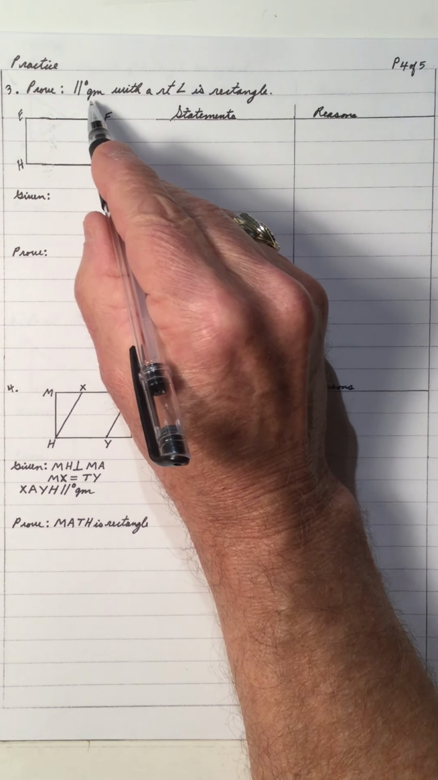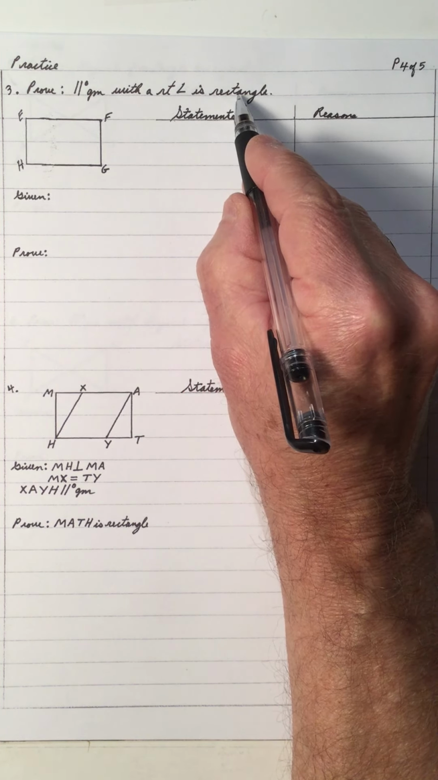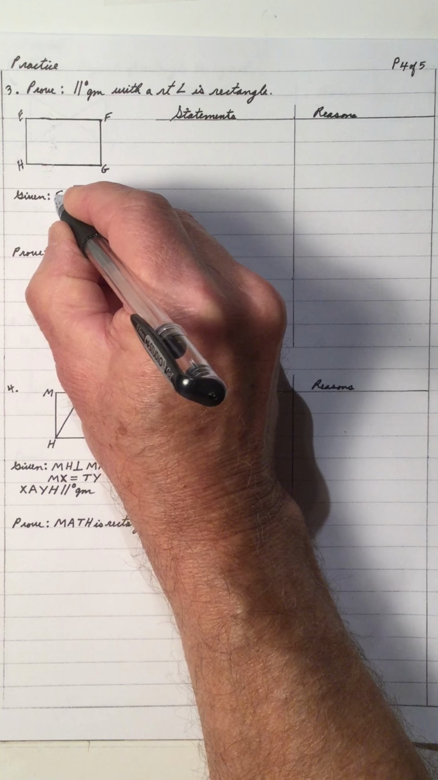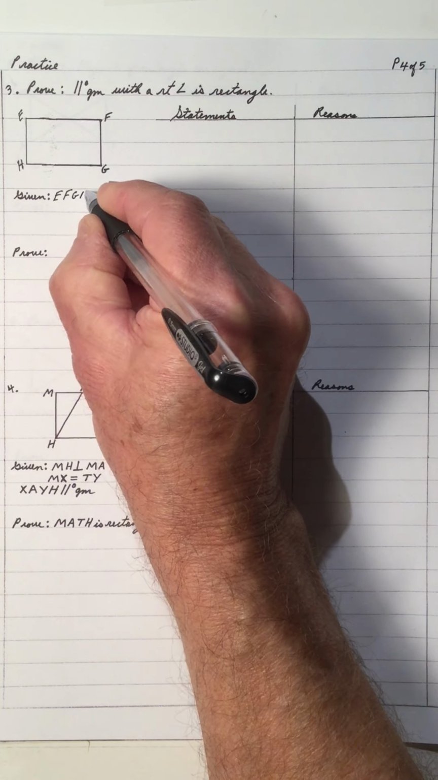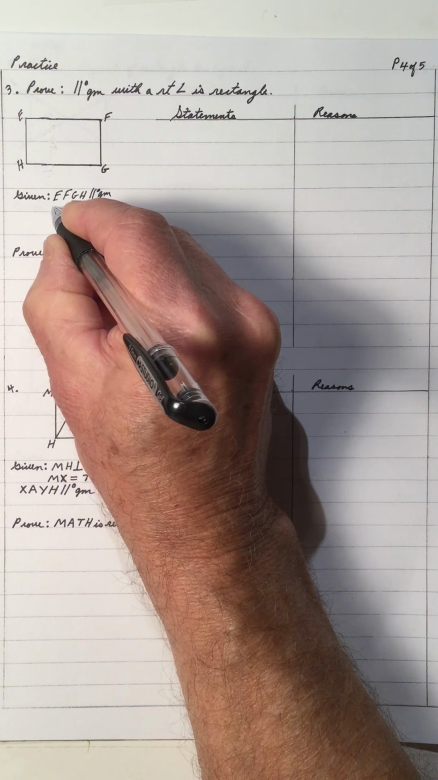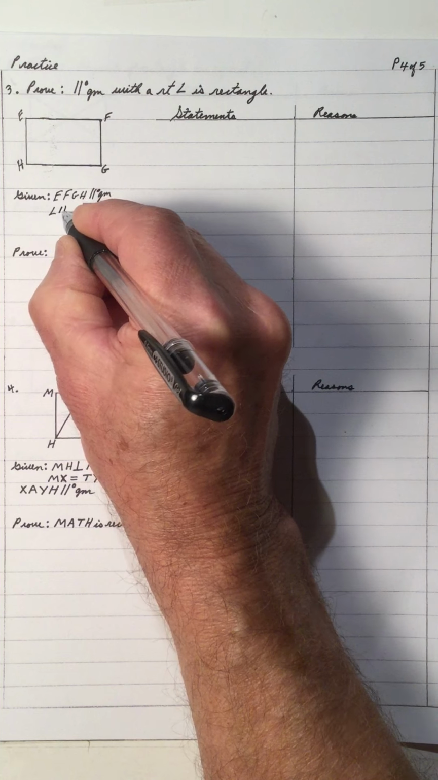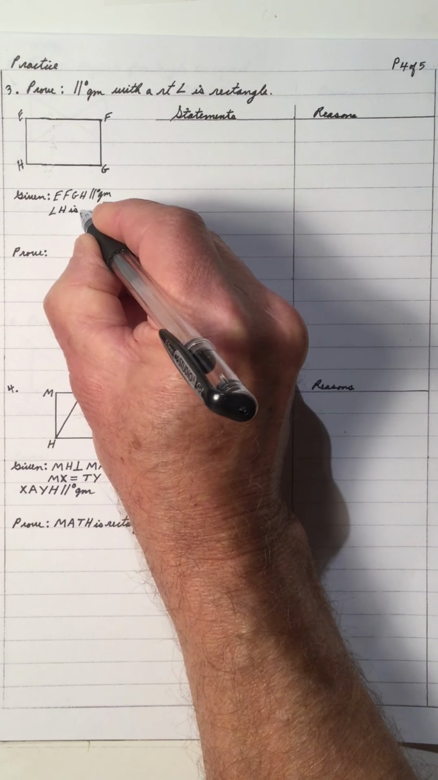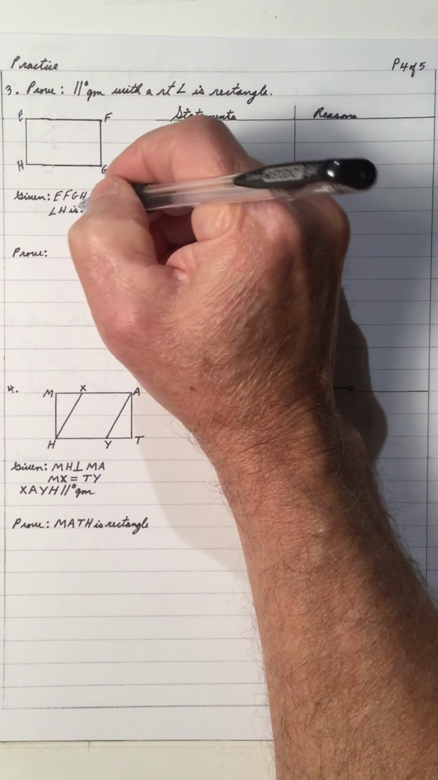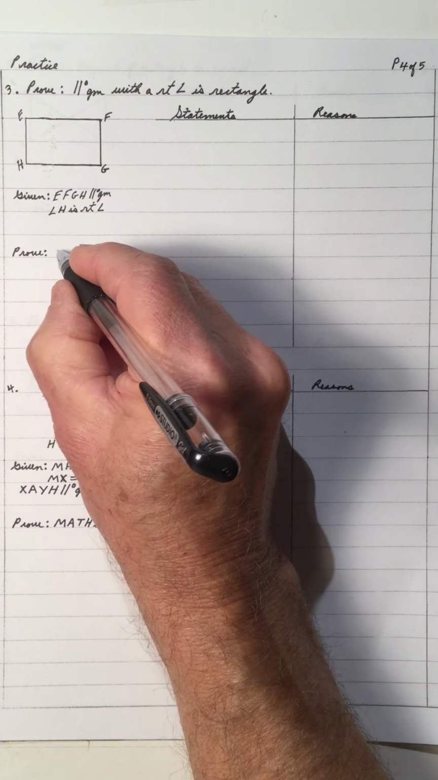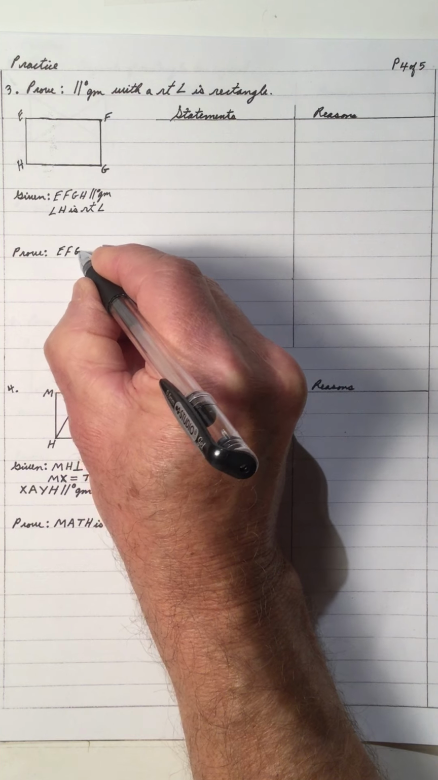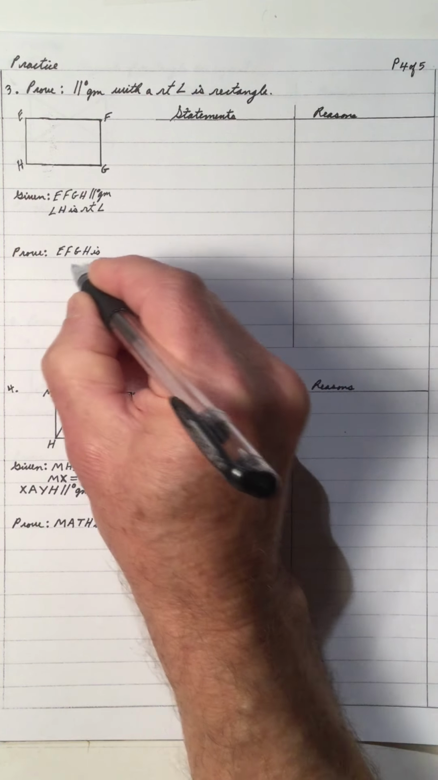Prove a parallelogram with a right angle is a rectangle. A parallelogram with a right angle. So we're given that EFGH is a parallelogram. And we're given that it has a right angle. So we're given that angle H is a right angle. So I could have said angle E or angle F or angle G is a right angle. And we have to prove that the parallelogram is a rectangle. So EFGH is a rectangle.